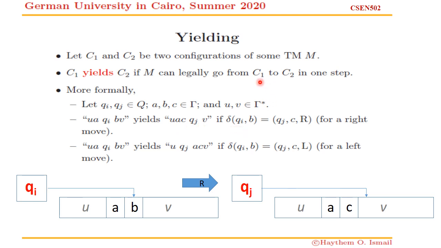So if you go from C1 to C2 by moving to the right, then this will have to be the case. This is the general pattern of C1 and C2 and the transition function.